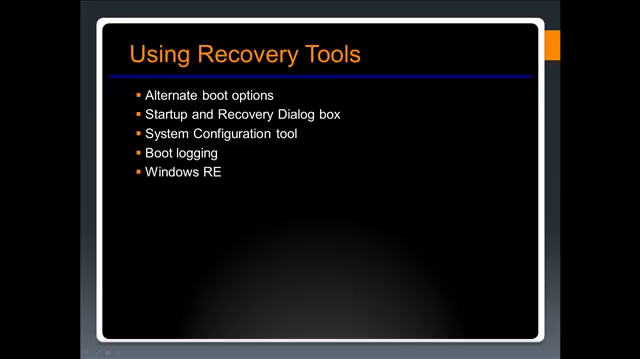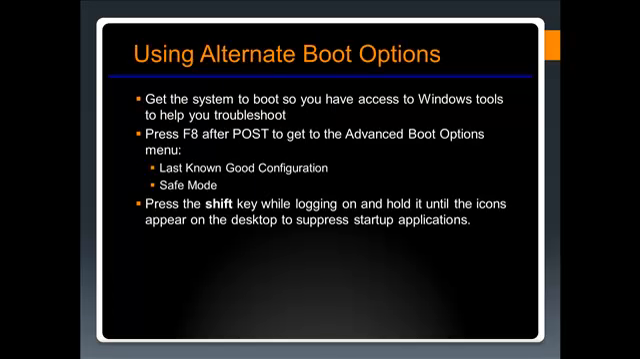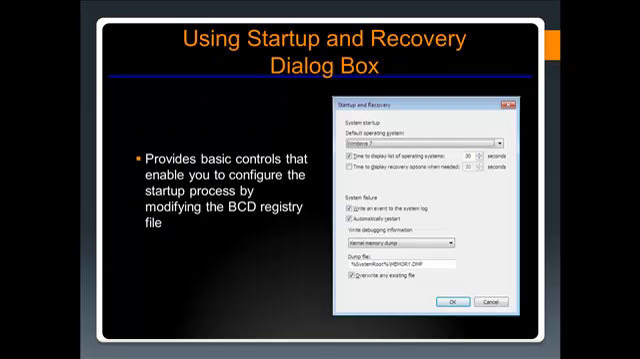So now, talking about the Windows recovery tools, I mentioned already the alternate boot options. Also, there's the startup and recovery dialog box. If you take a look, there's the boot options we already discussed. Here's the startup and recovery dialog box. You right-click on Computer, go to Properties, go to the advanced options, and there you'll find a tab for startup and recovery.